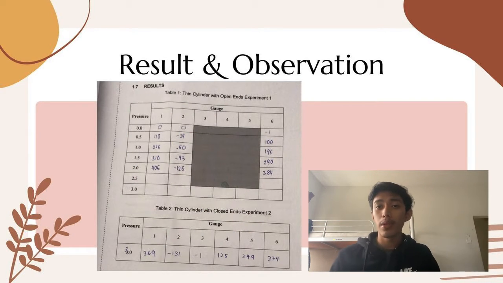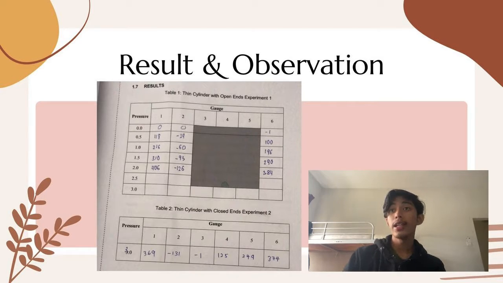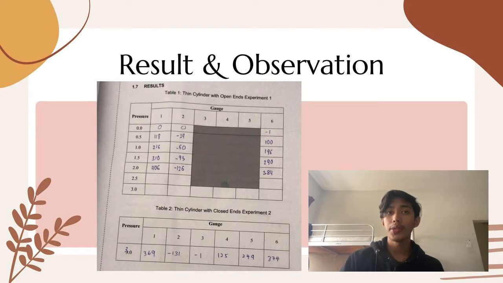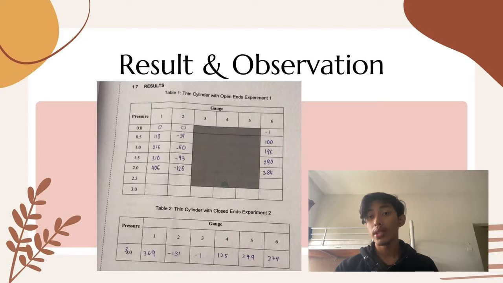Hi, my name is Muhammad Syafiq Batman, and I would like to present the observation for the thin cylinder experiment. The observation in this experiment is that when the pressure is at 0, we can see the values at gauge 1 and 2 are 0, while at gauge 6 it is negative 1. Then, when the pressure increases to 0.5, the value of gauge 1 is 115, gauge 2 is negative 29, and gauge 6 is 100.